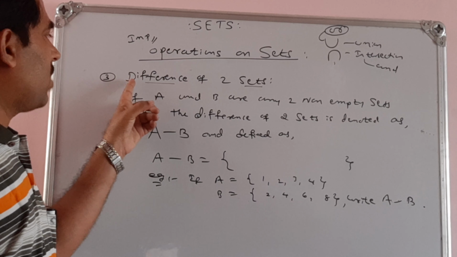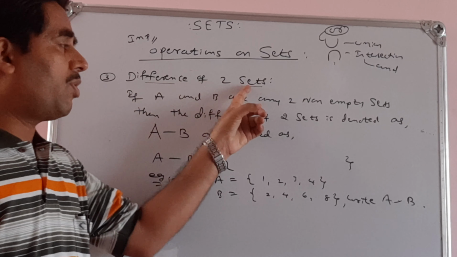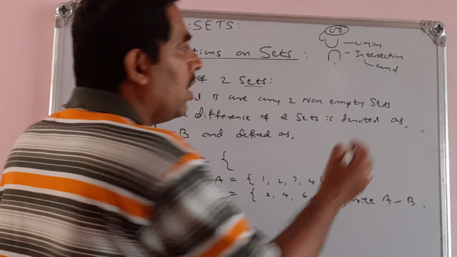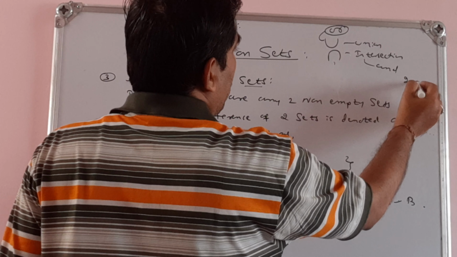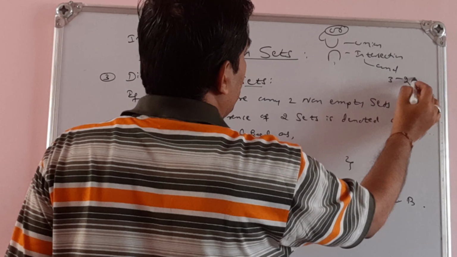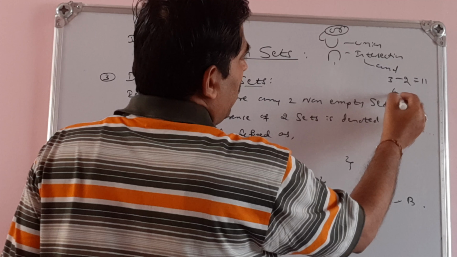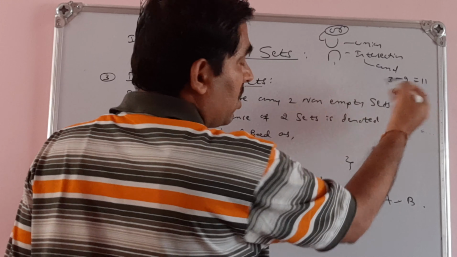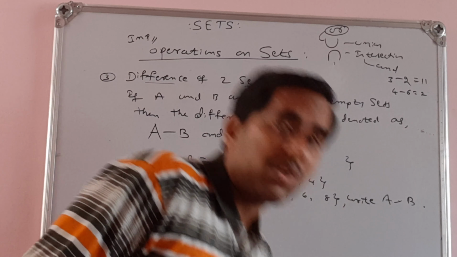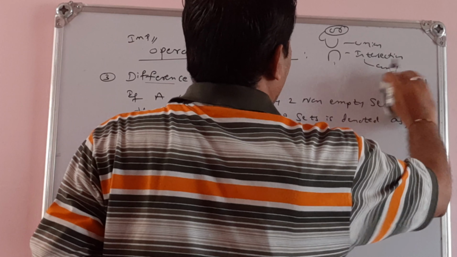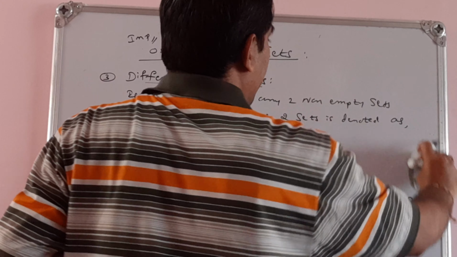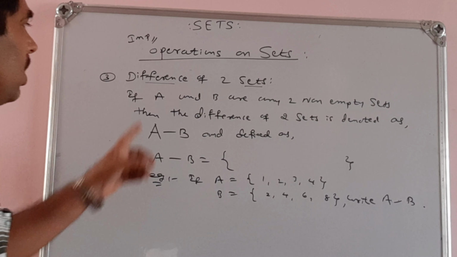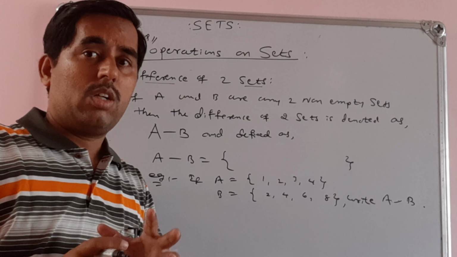See, I have considered another concept, the difference of two sets. Difference generally, what do we think? 3 minus 2 is 1, then 4 minus 6 is, that is not this difference. Okay, this is subtraction. So difference means here, the difference of two sets.